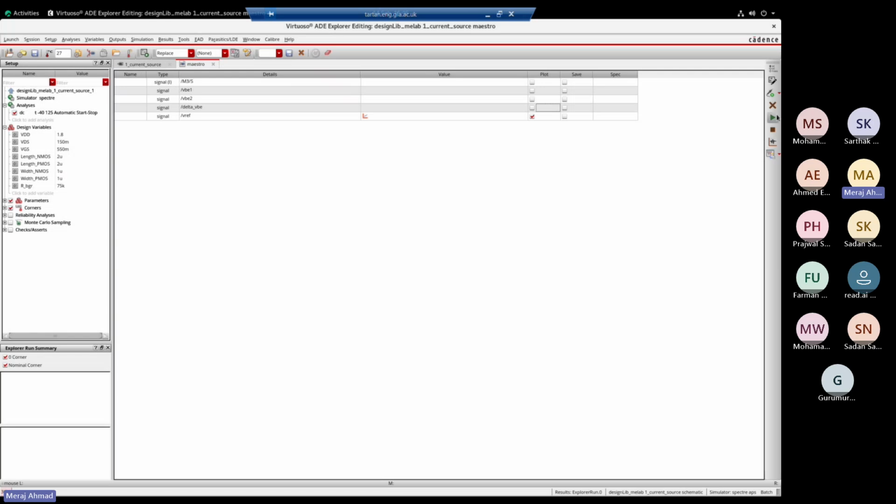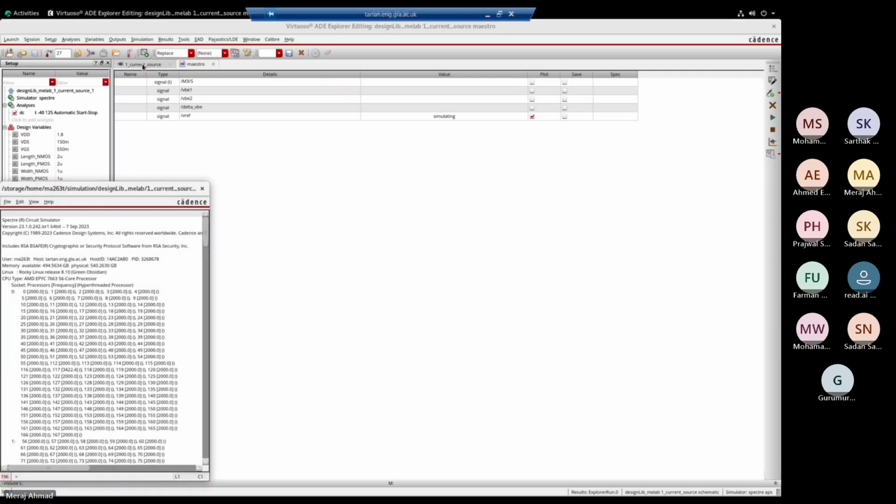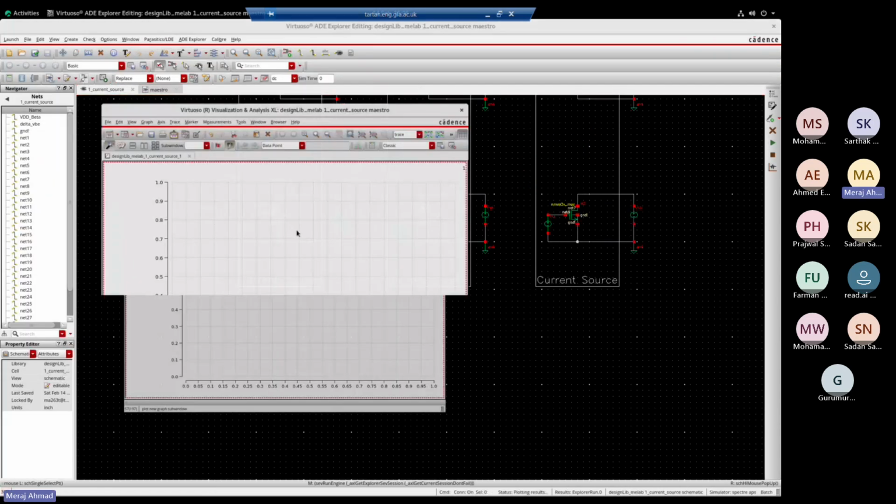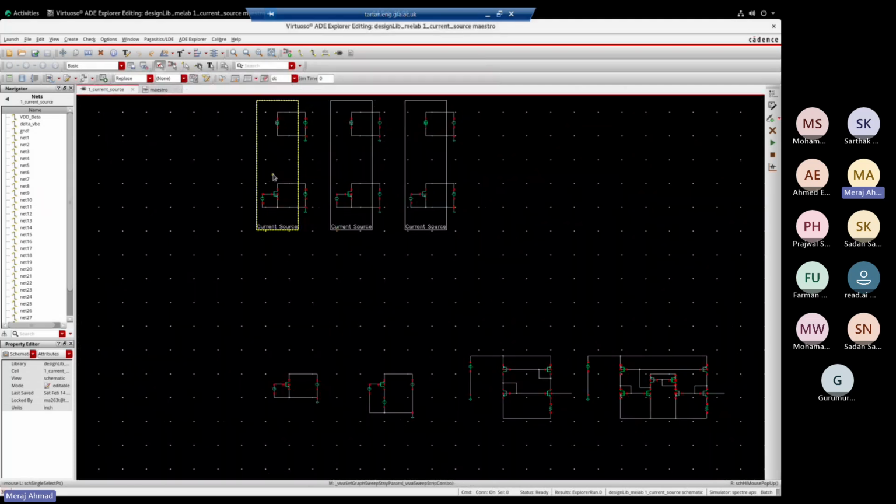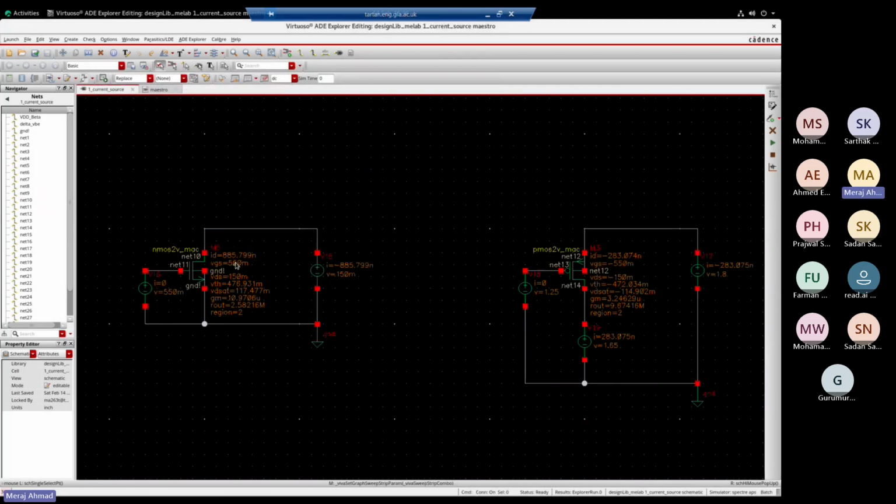So I will run this. I will get a value of current in both NMOS and PMOS. My current here is 885 and this is 283 nano. So without changing my GM or other parameters, how can I reach my 1 micro target?